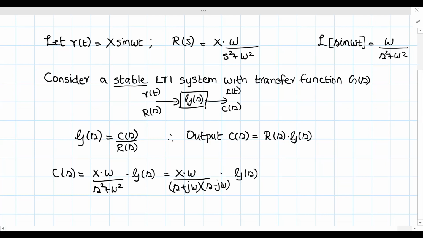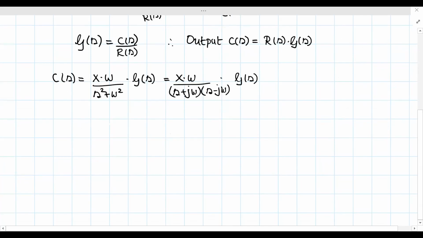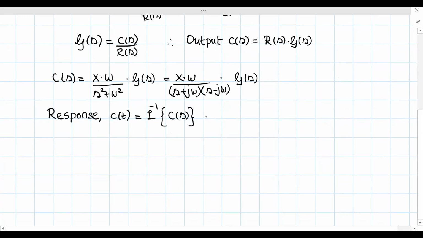Okay. Now, how can we find the output response? What do you mean by response? Output as a function of time t. But here on the left hand side, we have C of s. So we need to find c of t. So what will be the response? c of t will be the inverse Laplace transform of C of s. That we know. So now we have to find c of t. How will you find c of t? L inverse of C of s, right?